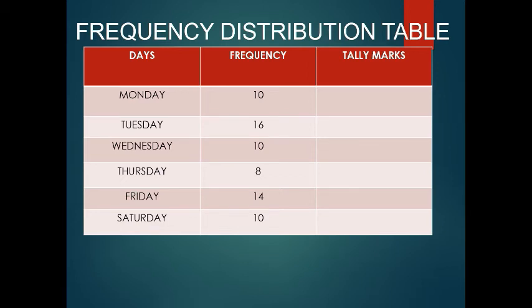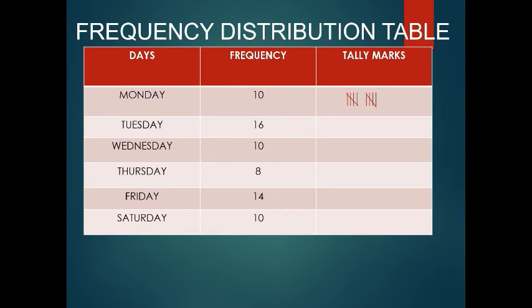Like in this, on Monday there are 10 fans. So first of all we will make 4 lines like this. And then we will make a cross like this. From the 5th line we will make a cross. And then again we will make 4 lines. And then again we will make a cross like this. So like this, 2 bunches are there, 2 bunches of 5. So 5 plus 5, 10.